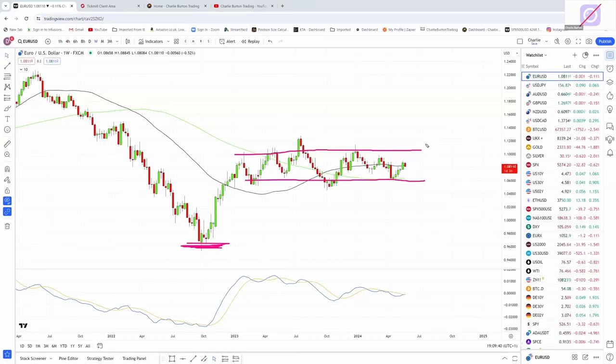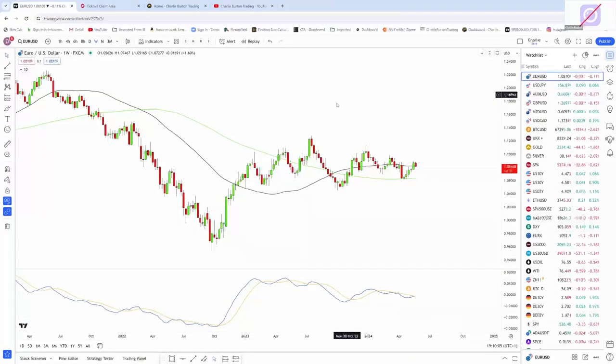But ultimately, as far as that big picture divergence is concerned, I need to be keeping an eye out for a breakout in that direction at some point. But even before a breakout, could I be using divergences again in that direction? Well, let's have a look.